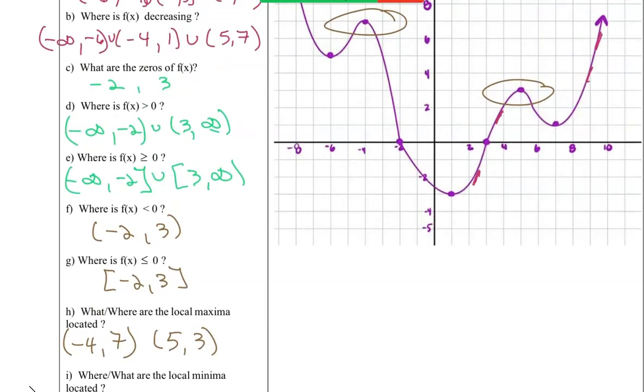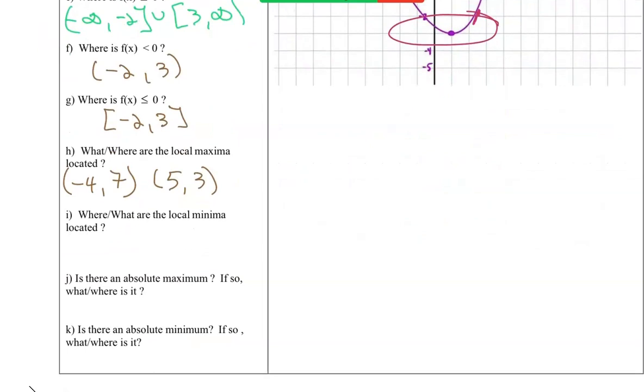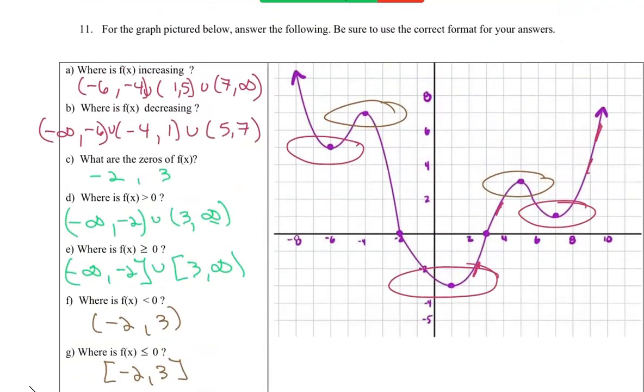What's that? The local minimum. Here's a local min. Here's a local min. Here's a local min. So we have 3 of them. -6, comma 5. -1, comma -3. And 7, comma 1. So again, they're just coordinate pairs. You're not going to unite them. They're just standalone.